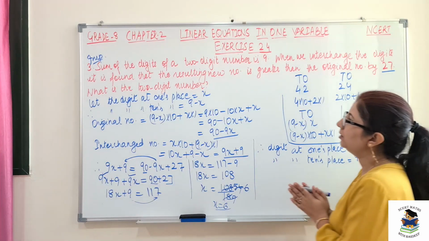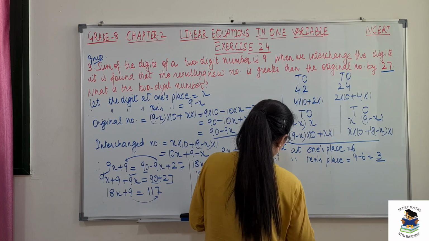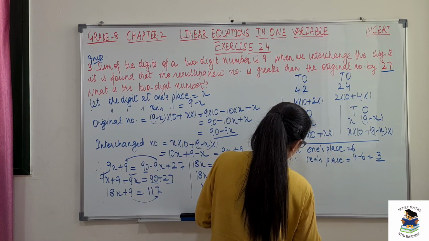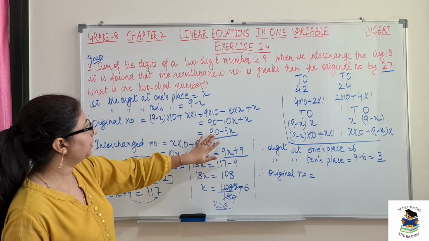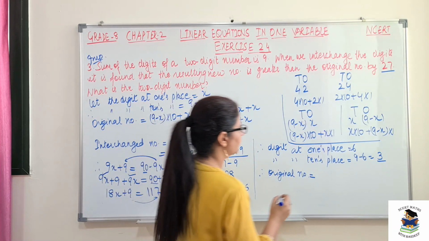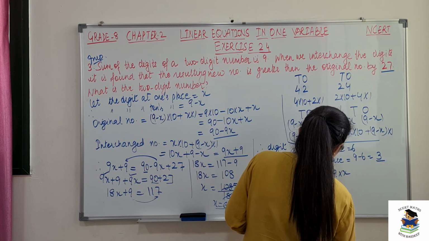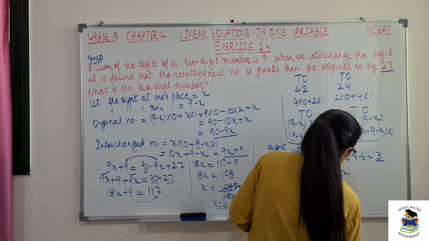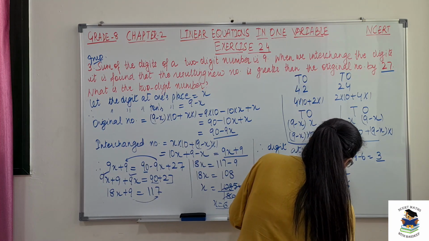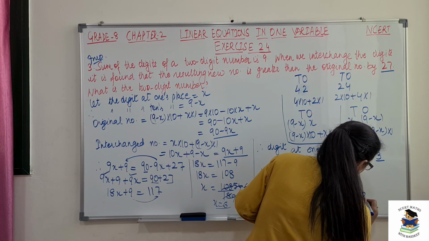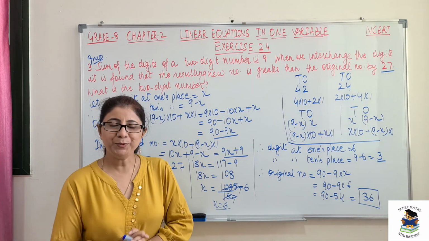Correct? So what is my number? Because they have asked us what is the 2-digit number. Therefore the original number, the 2-digit number, is 90 minus 9x. So 90 minus 9 times x. So this is 90 minus 9 into 6. Okay. So 90 minus 54. So we will get 36 as our original number. I hope this question is clear.